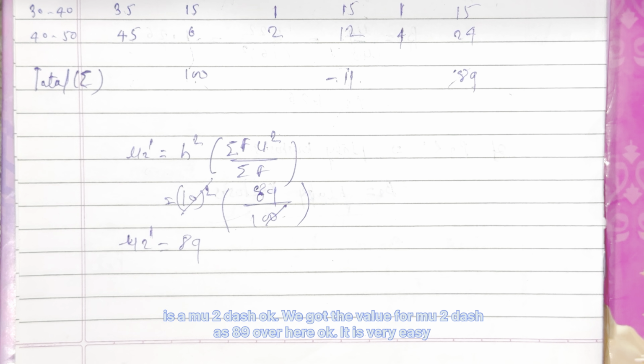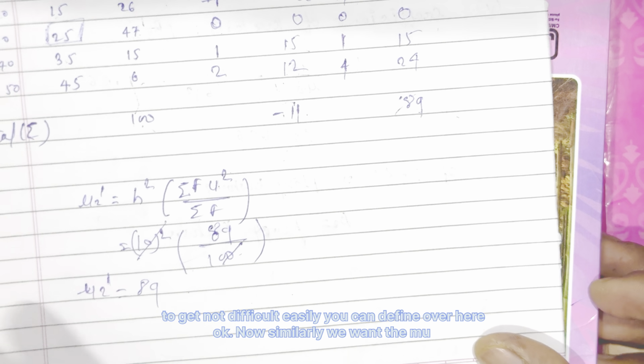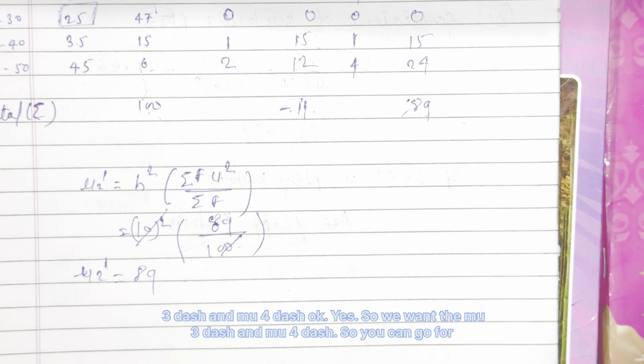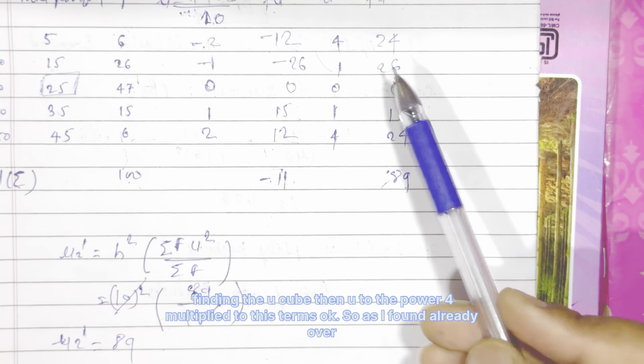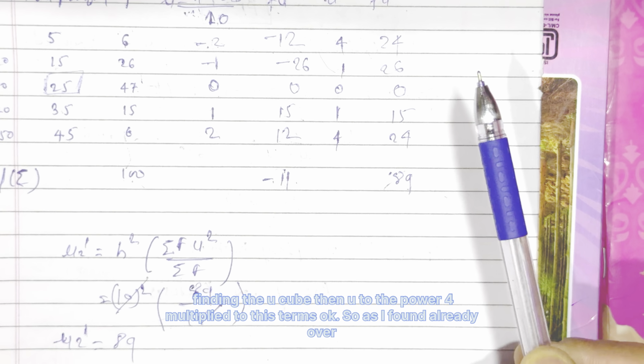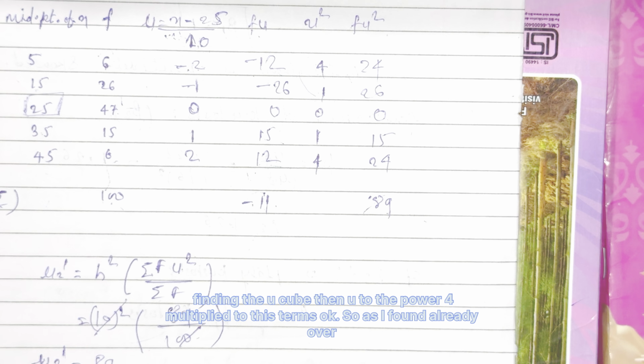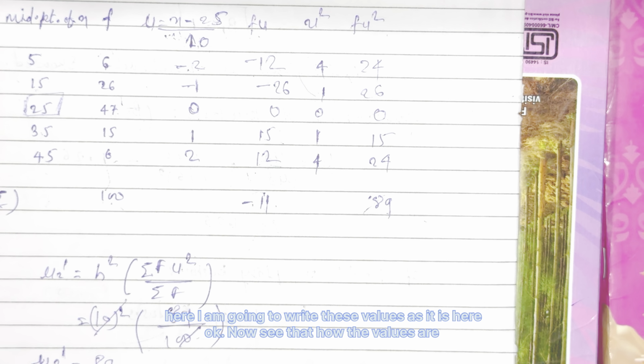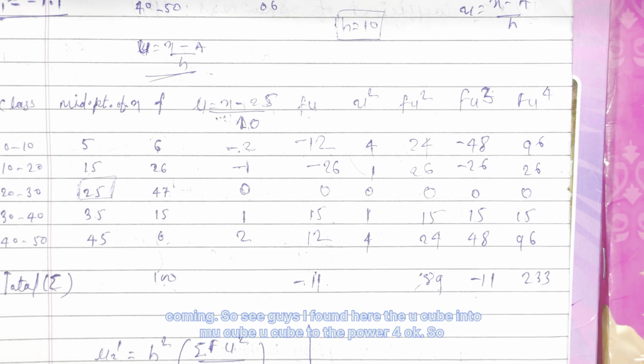It is very easy guys, not difficult, you can easily define it. Now similarly we want mu3 dash and mu4 dash. So you can go for finding u cube, then u to the power 4, multiplied by these terms. As I found already, I am going to write these values as they are here. Now see how the values are coming. I found here f into u cube and f into u to the power 4.